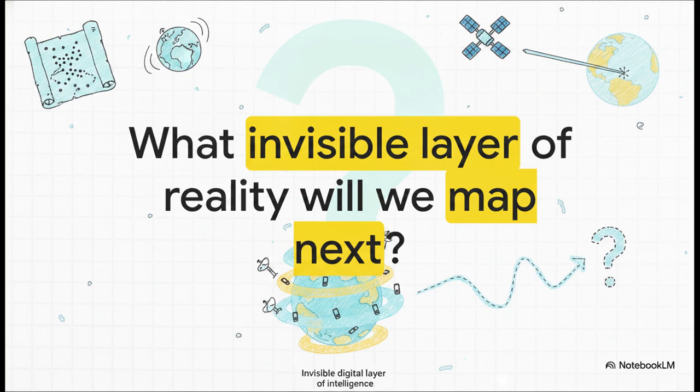We've essentially wrapped the physical globe in this invisible, digital layer of intelligence. As we integrate ever more real-time mobile technology and microsatellites, the question isn't just about how we map the world today. It's really about this: what invisible layer of our reality will we map next?